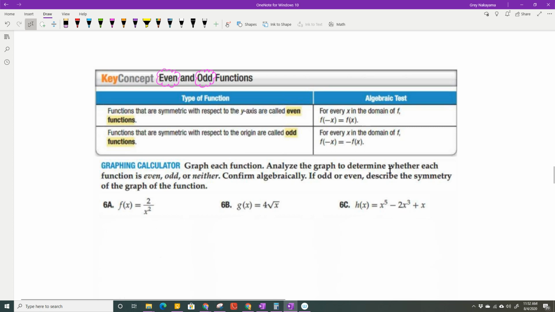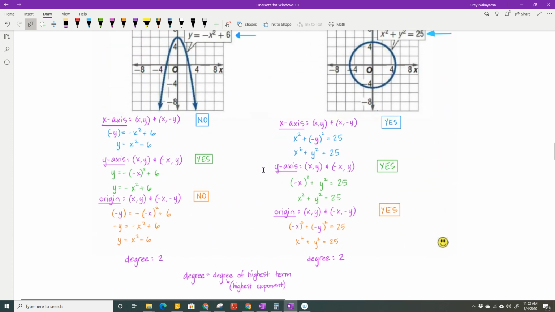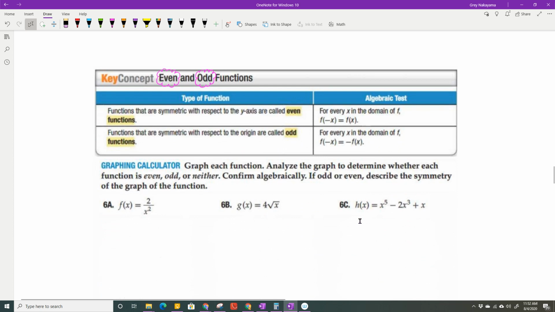Okay, last thing we've got to talk about: even and odd. These two types of symmetry, y-axis symmetry and symmetry with respect to the origin, have special names. If your function is symmetric to the y-axis, then it is referred to as an even function, and if it is symmetric to the origin, it is called an odd function.